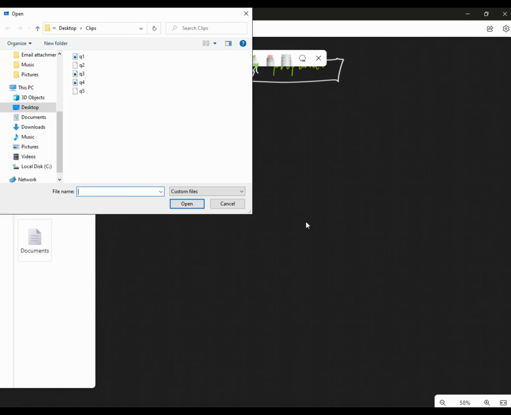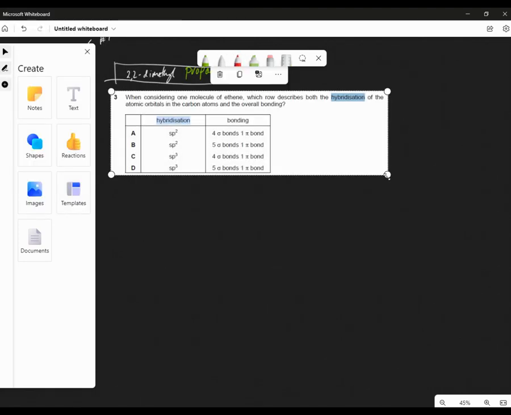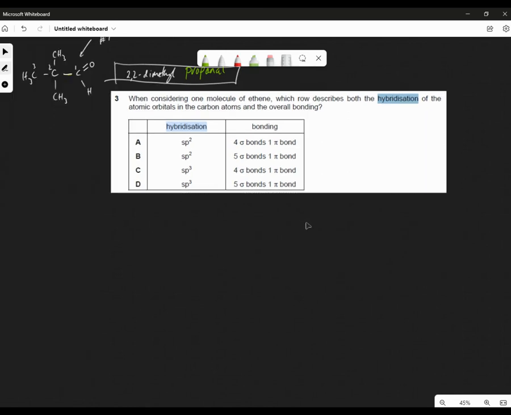All right, images, number 3. Okay, so this one is a multiple choice about hybridization. So let's see if we can figure this out. When considering 1 mole of ethene, so let's draw ethene. Ethene looks like this. Okay, it's pretty ugly, but there you go. Which row describes both the hybridization of the atomic orbitals in the carbon atoms? It's always going to be carbon. Always carbon, when we talk about hybridization at this level. All right. And the overall bonding.